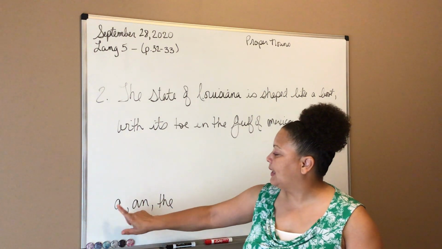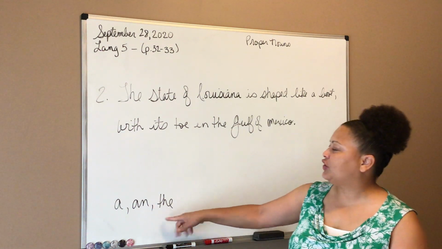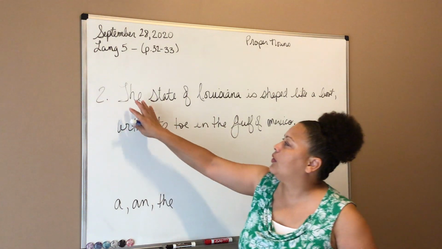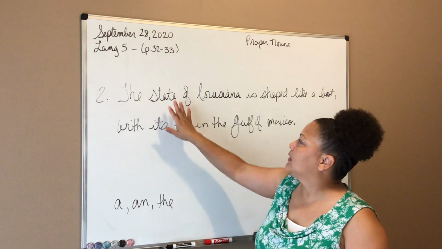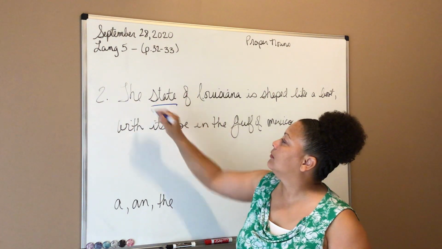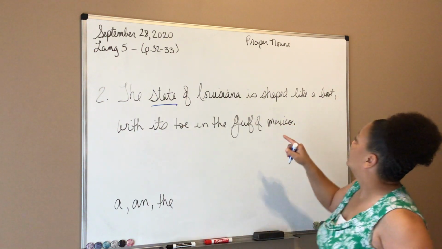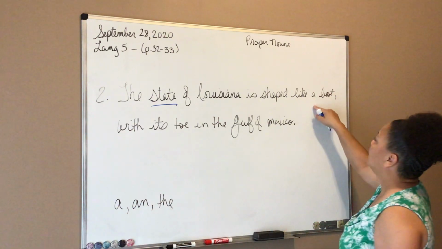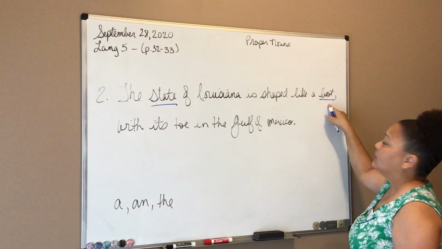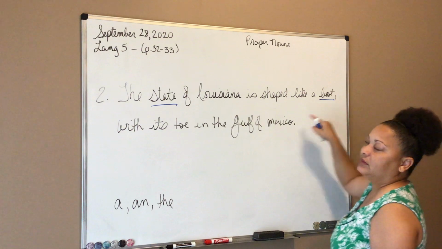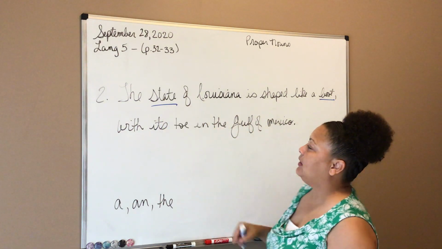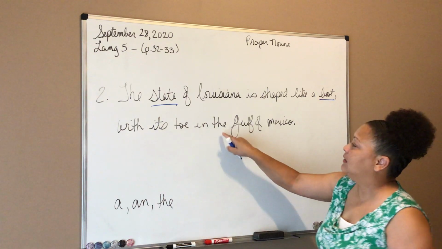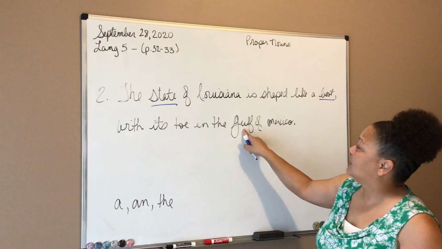So we know anytime we see A, A-N or T-H-E, it is going to be followed by some type of noun, right? So the what? State, right? Let's look through the sentence. Oh, look, that word A. A what? Boot. It doesn't name a particular kind of boot. It doesn't name a particular state. It just says state, right? Look through the sentence again. There's the what? Here's Gulf.